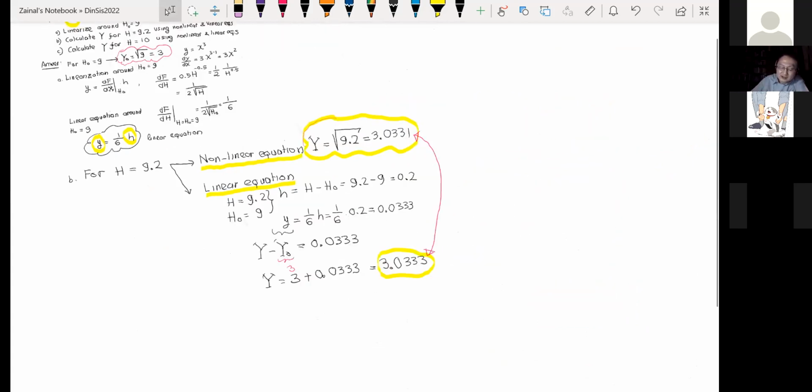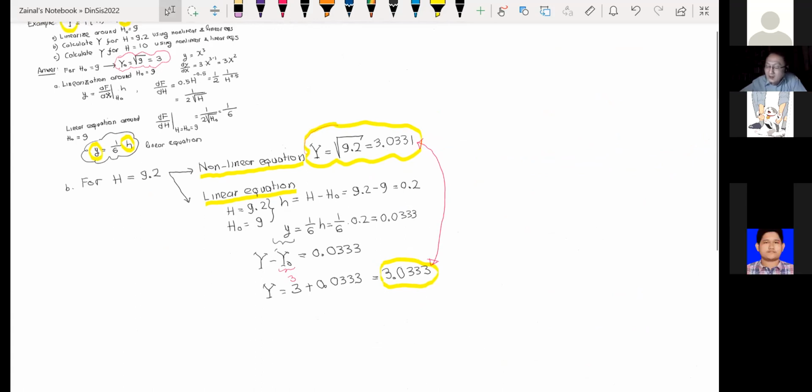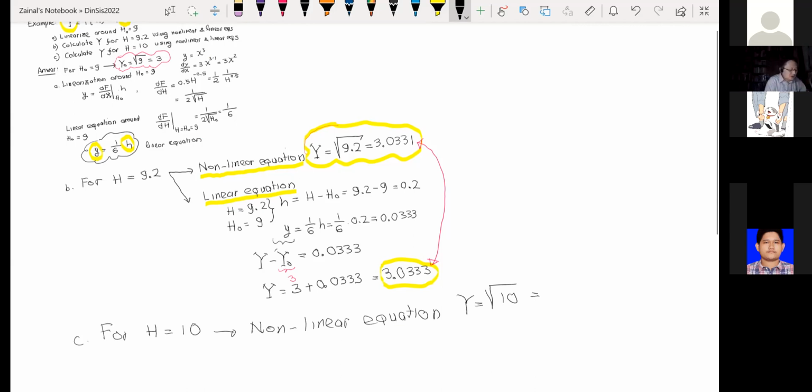Oke, now let's talk about this one. Terima kasih banyak, Pak. How about C, for h equal to 10. Then using the non-linear equation, y is equal to square root of 10, which is the same with square root of 10. What you have is 3.1623.